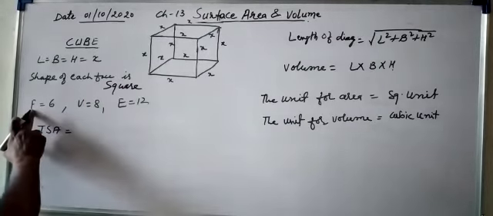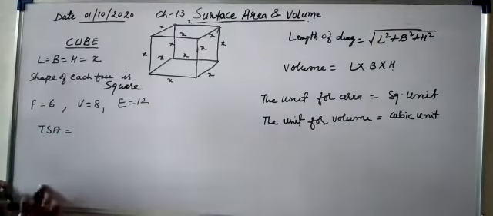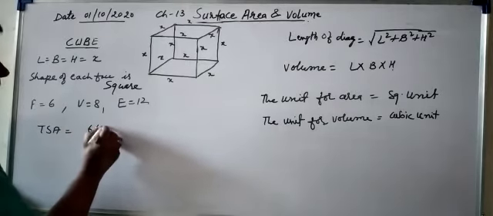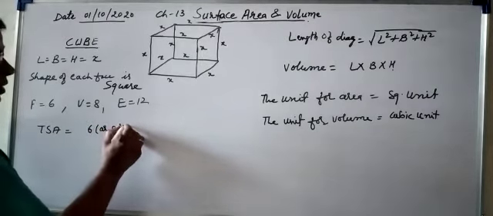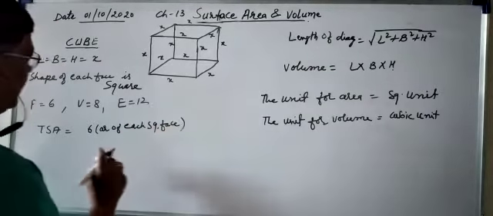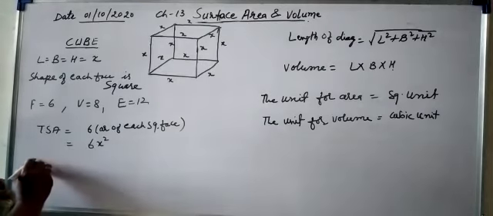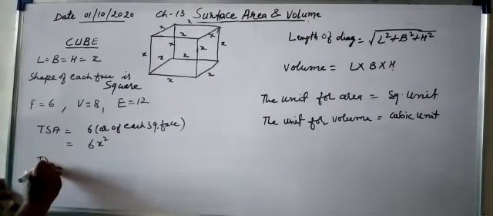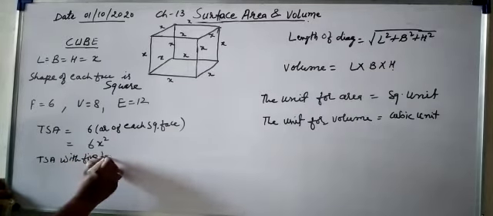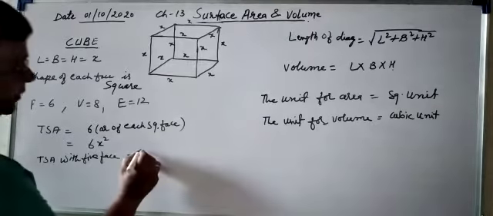Here also there are 6 faces, 8 vertices and 12 edges. So for the TSA, there are 6 faces, and the area of each face is the area of a square face. You know the area of a square with side x is x square. So TSA is 6x square. Then the TSA with 5 faces, like a cuboidal tank that is open, is 5x square.